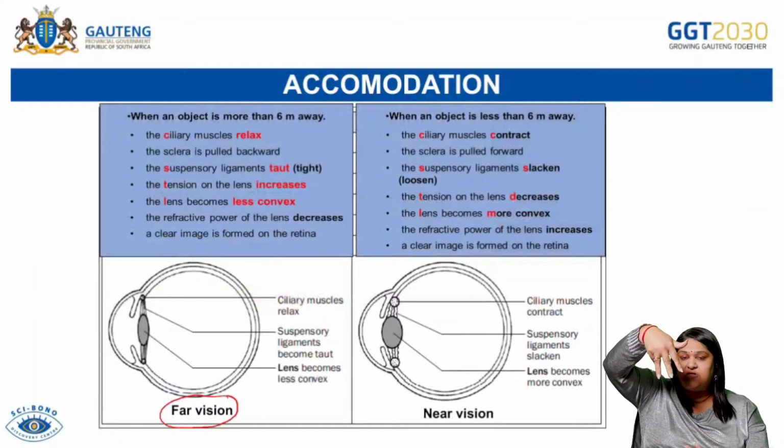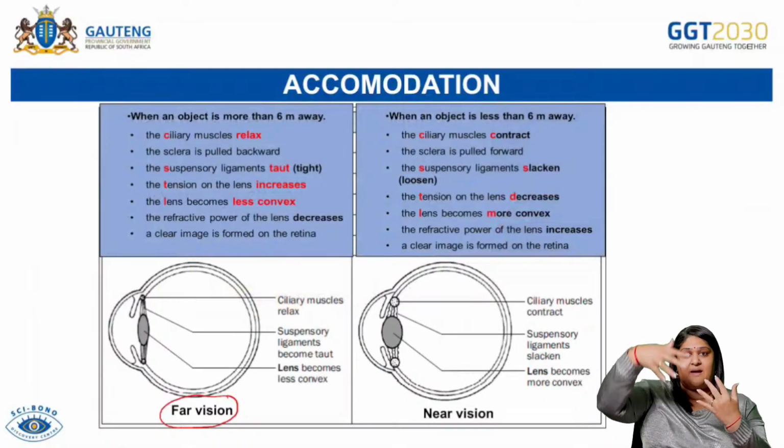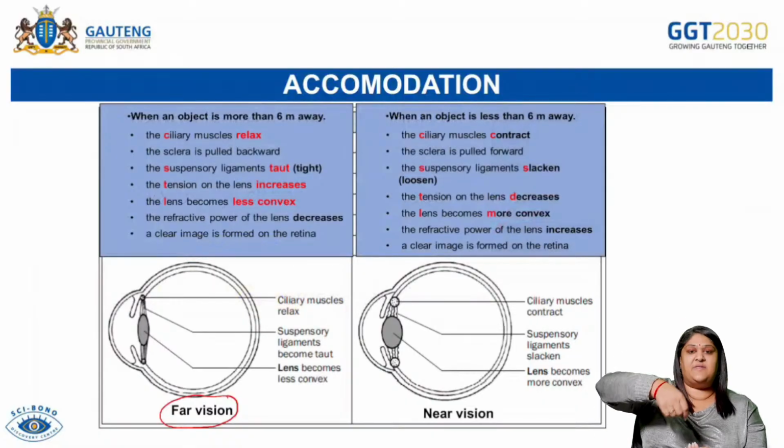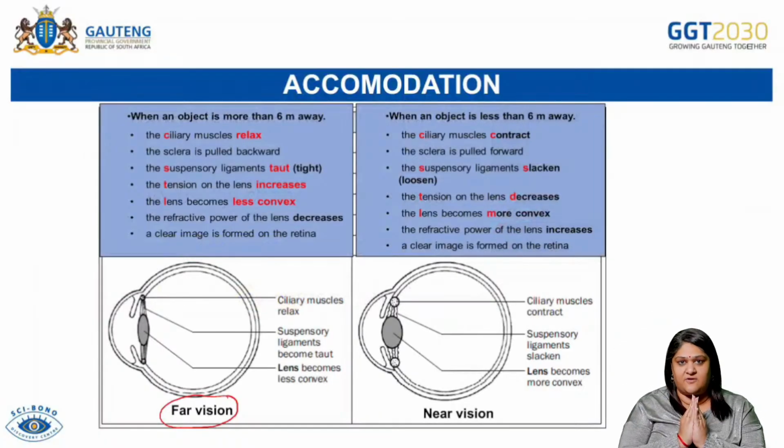If they do not contract and they do not relax, because ligaments are not muscles. Okay? So you must use the correct words. They become taut or they slacken. When they become taut, they are pulling. So then the lens is going to become less convex.